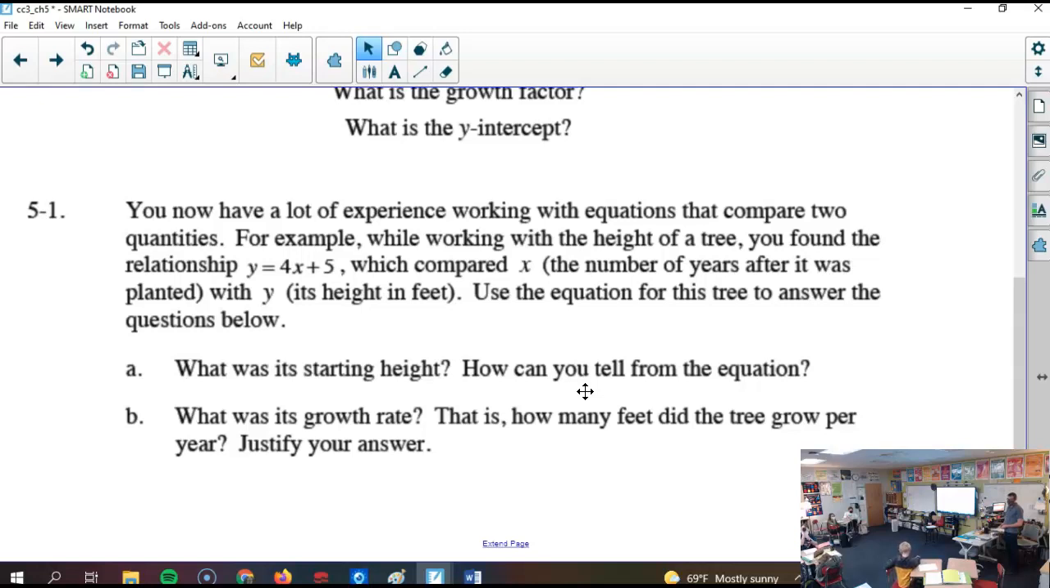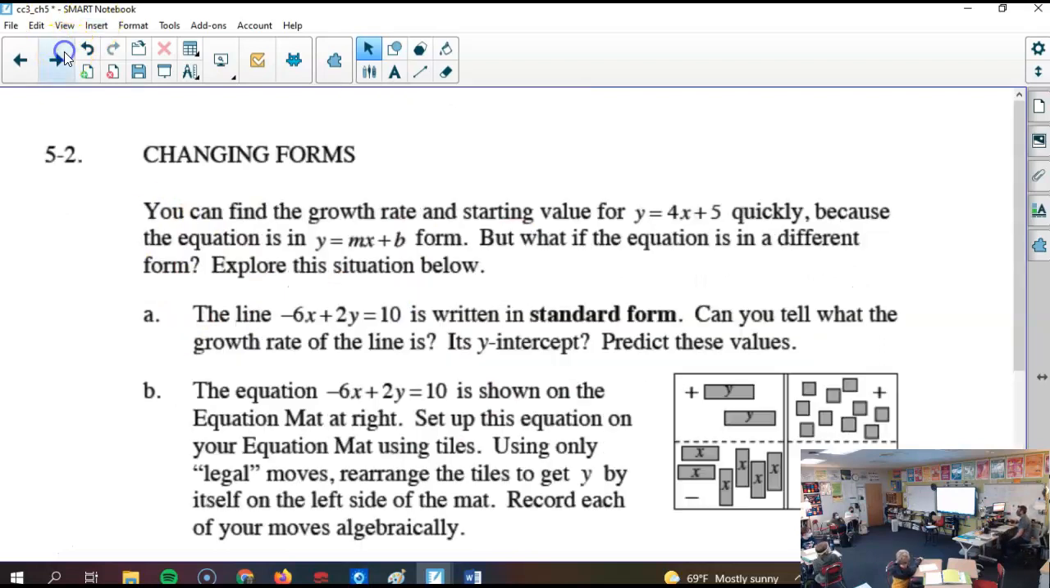What is the initial height of our tree? 5. How do you know? Because plus 5. What do we call that value, the math name for it? It's the Y intercept. So we know.